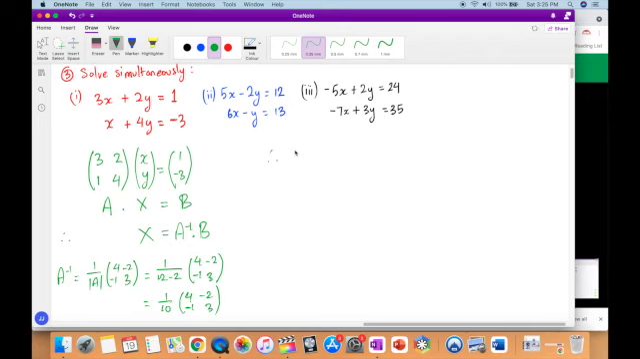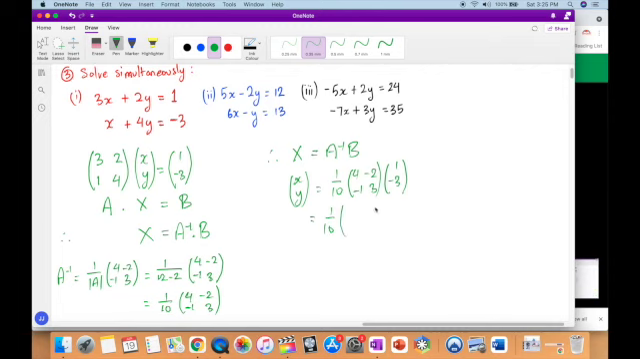So therefore x is equal to A inverse times B. So x now, which is xy, is equal to A inverse, 1 over 10 into 4, negative 2, negative 1, 3 times b, which is 1, negative 3. And you notice I'm keeping my determinant outside, and I would not multiply that until the very last. So let's multiply the matrices first.